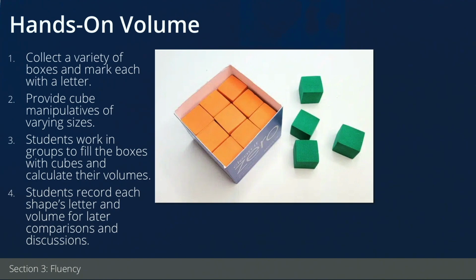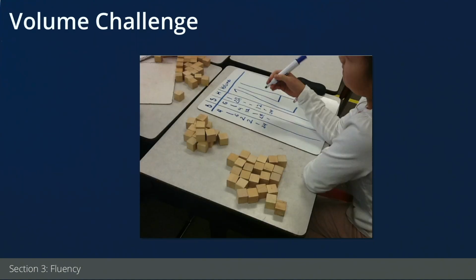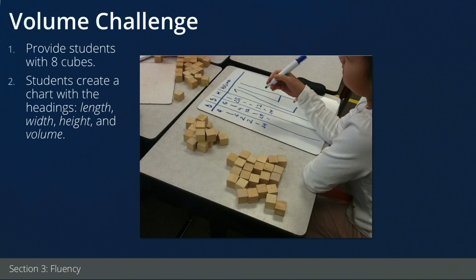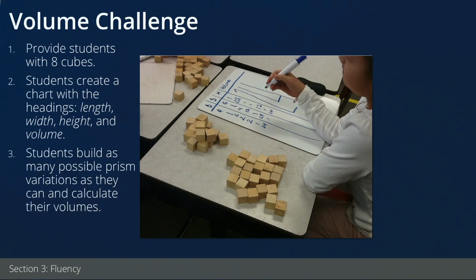Now students should record the volume and talk about the length and the width and the height, and this will allow for later discussion. Another fluency activity that you could consider is the volume challenge. Here you're going to provide students with 8 cubes. They should create a chart with the headings of length, width, height, and volume. Then they should build as many variations as they can and calculate their volumes. Now we said with 8 cubes, you might actually use more than that, but that's always a good starting point for students.